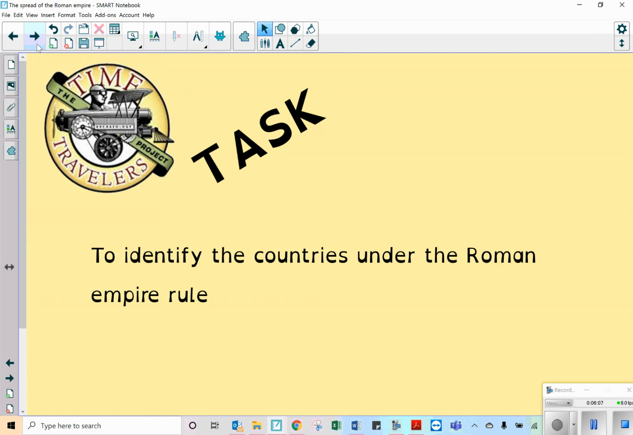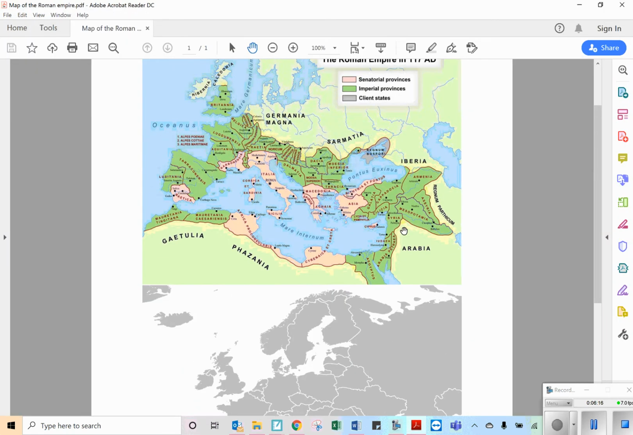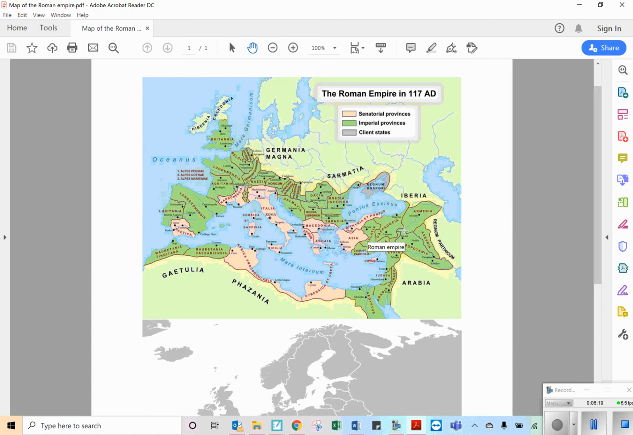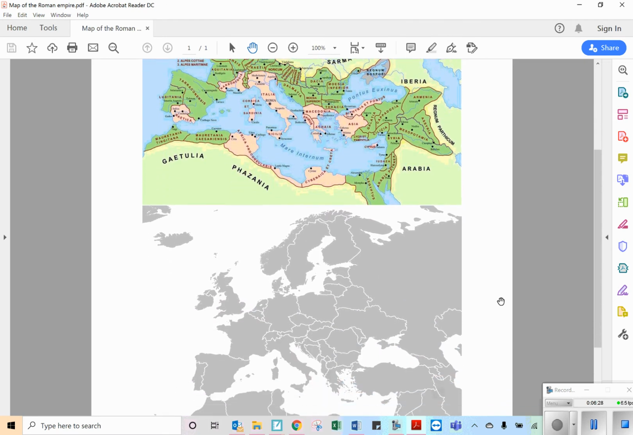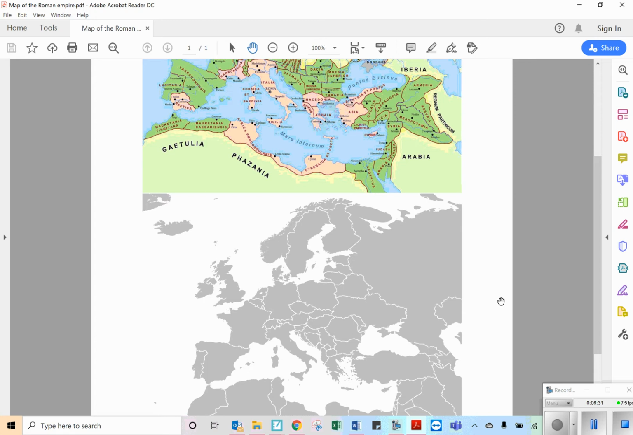So your task, what I'd like you to do is identify the countries under the Roman Empire rule. You have a map here of the Roman Empire in 117 AD, and you've got a blank map here showing the exact same places, however there are no names on it. Now the borders have changed over time. You have to remember this was a long time ago.